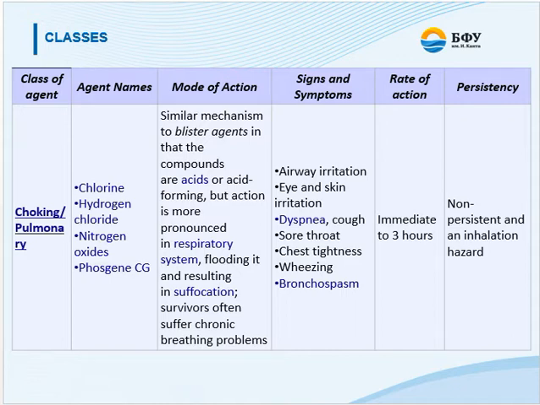Signs and symptoms: severe eye and skin irritation, dyspnea, cough, sore throat, chest tightness, wheezing, bronchospasm. Rate of action: immediate to 3 hours. Non-persistent and inhalation hazard.